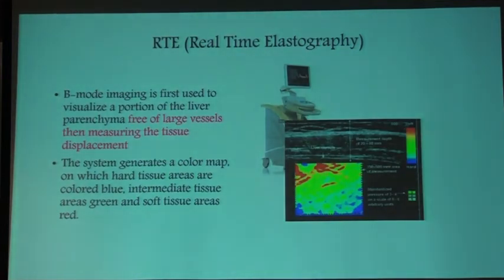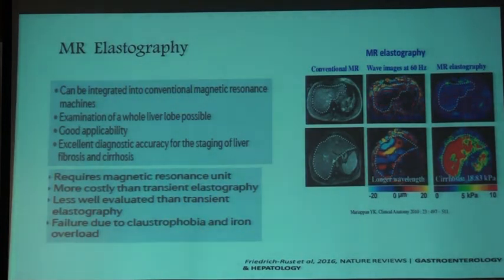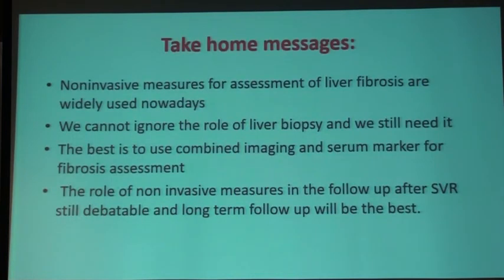Another is real-time elastography based on a color map. When we have hard tissue, the areas are colored blue, intermediate tissue areas green, soft tissue areas red, and so on. Lastly is MR elastography. It's actually very expensive because we have to have an MR. It's very costly, time consuming, and still not very applicable. However, it is accurate in the evaluation of liver fibrosis and cirrhosis.